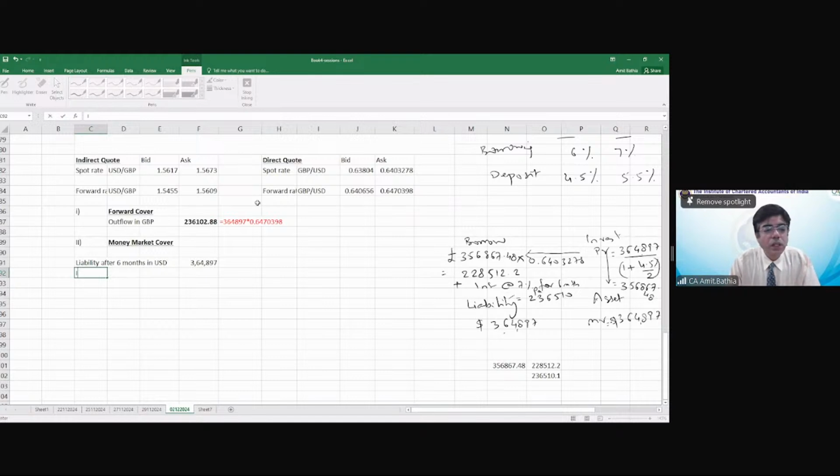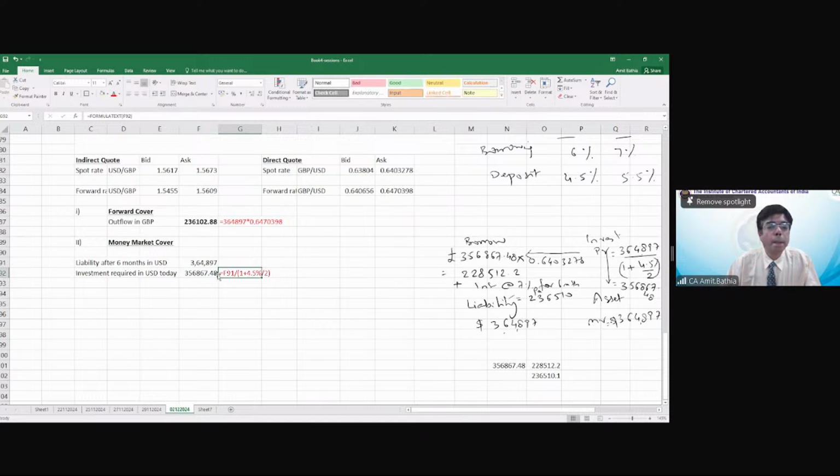So how much investment is needed? Investment required in USD today will be how much? 364,897 divided by 1 plus 4.5% divided by 2, right? Okay, so I got 356,867.